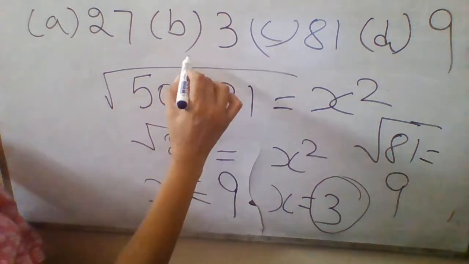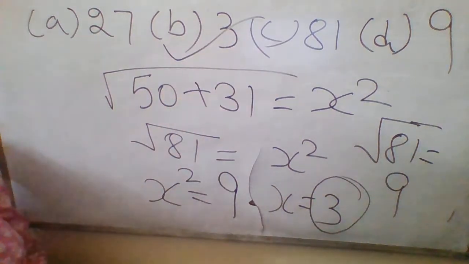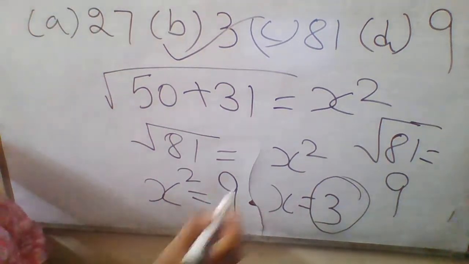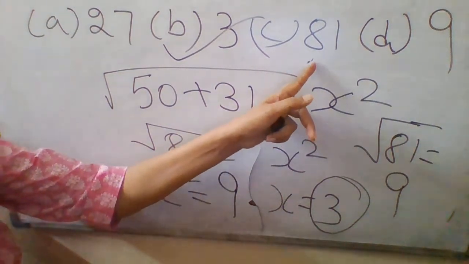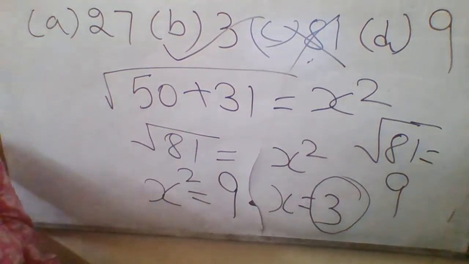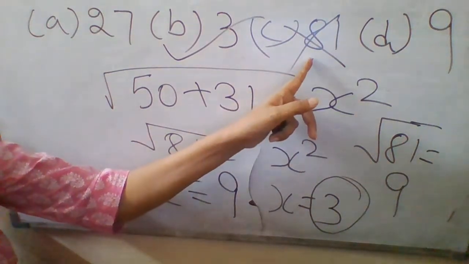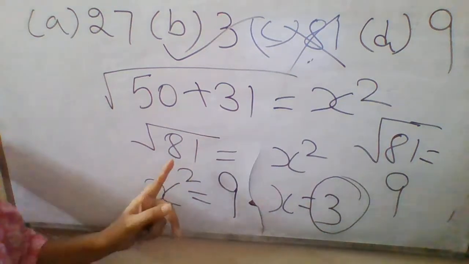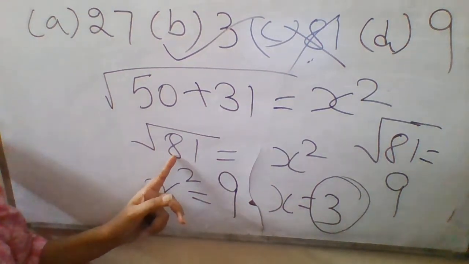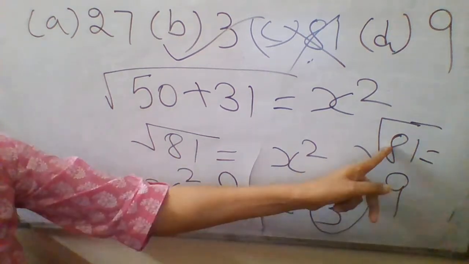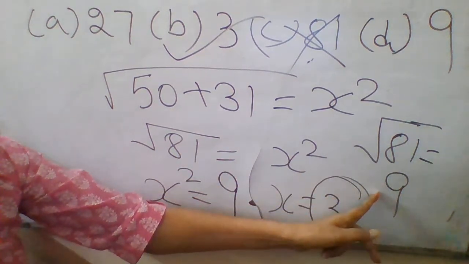And you see in B option you have got 3. If you see this 81, this is not correct. Don't tick mark 81. No, this is not 81. 81 is not the correct option. See, this is under root, and all of you know, if you solve under root 81, what will you get?